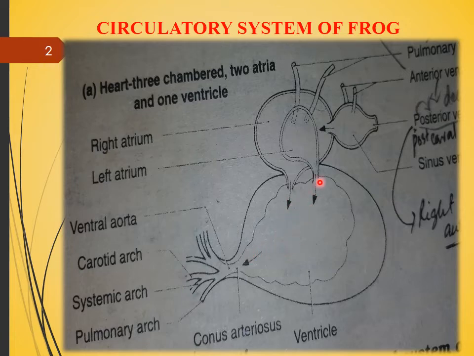Oxygenated blood moves towards the ventral aorta, towards the carotid and systemic aorta. Carotid carries blood towards the upper body part. Systemic carries it towards the lower body part. Means a huge amount of blood pumped by the right atrium into the ventricle is deoxygenated, which moves toward the pulmonary arch for oxygenation, and the other blood is oxygenated and moves towards the carotid and systemic aorta.